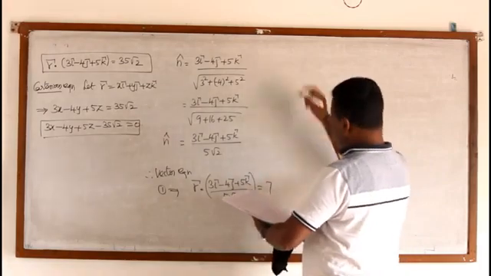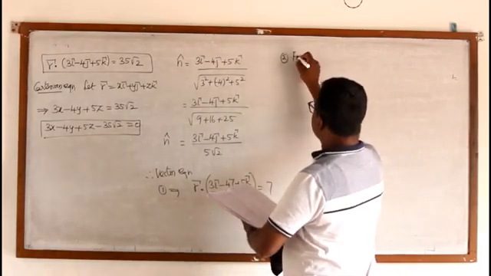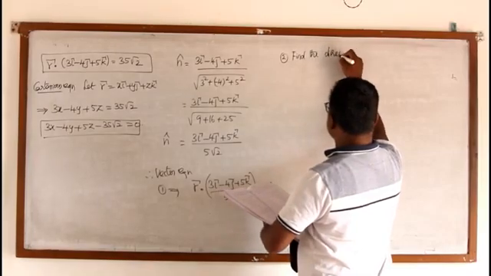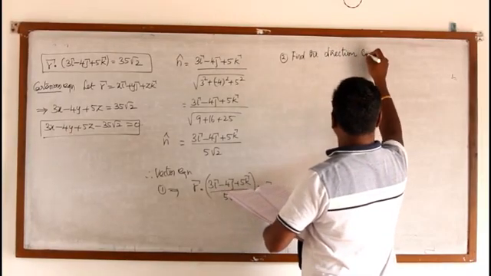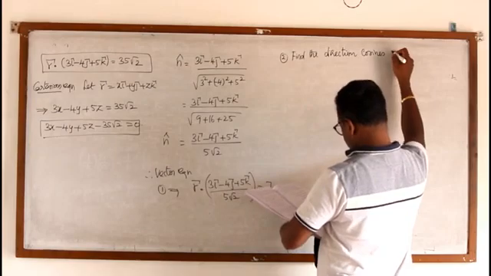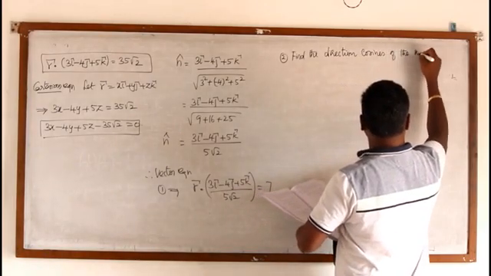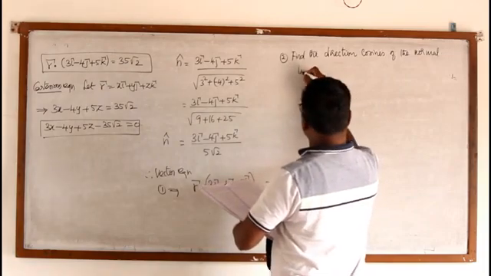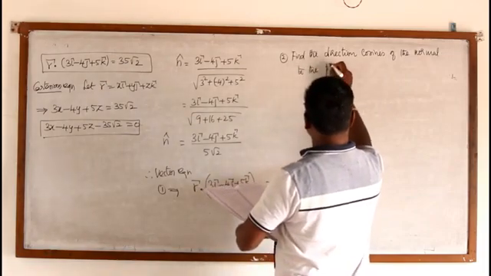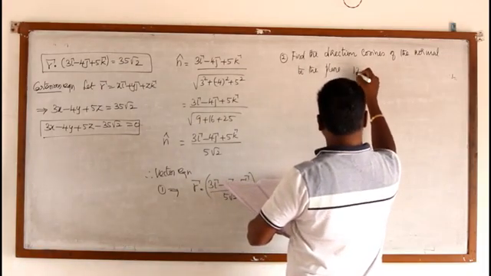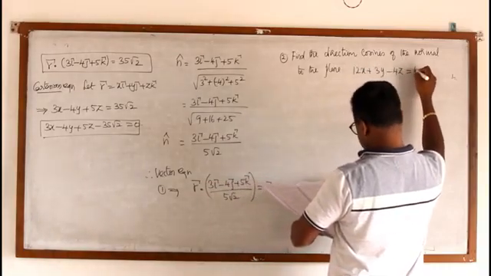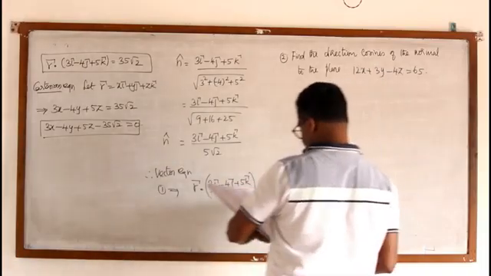There are plenty of questions in this. Find the direction cosines of the normal vector to the plane 12x plus 3y minus 4z equal to 65.